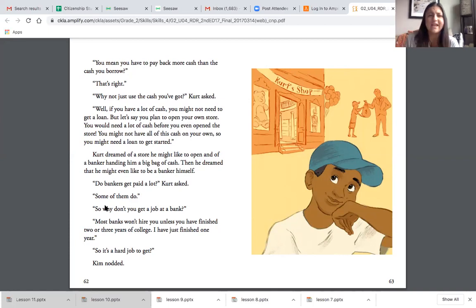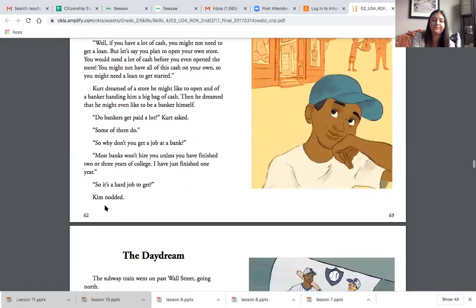"Do bankers get paid a lot?" Kurt asked. "Some of them do." "So why don't you get a job at a bank?" "Most banks won't hire you unless you have finished 2 or 3 years of college. I have just finished 1 year, so it's a hard job to get." Kim nodded.